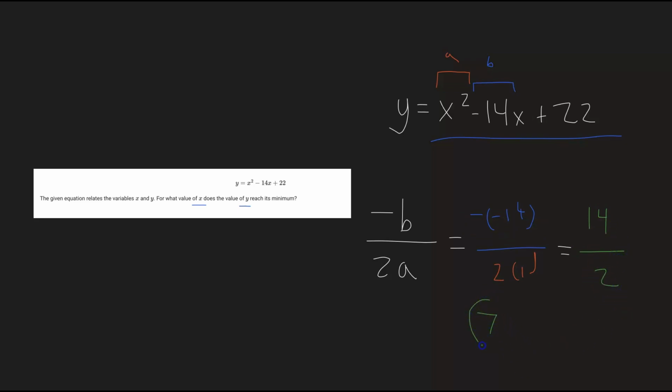And so 7 will be our x coordinate of the vertex. And we know the vertex here represents the minimum of where y will reach its minimum. And therefore, x will equal 7.